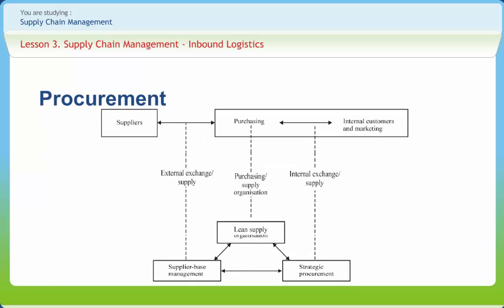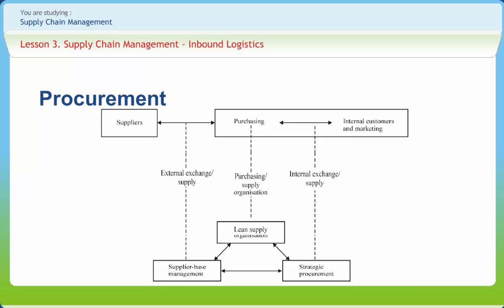Procurement activities involve management and integration of the internal or external and upstream or downstream supply chain. The figure here shows us the contemporary concept of procurement, which comprises three primary functions. Strategic procurement, that is, aligning procurement tasks and suppliers' performance with the corporate and business strategies of the firm.